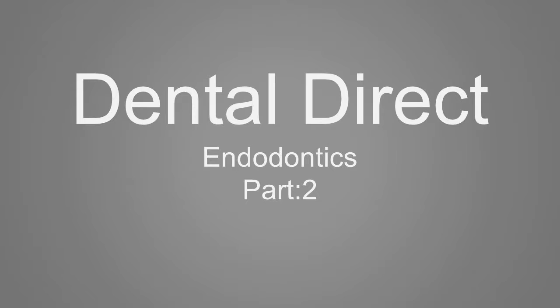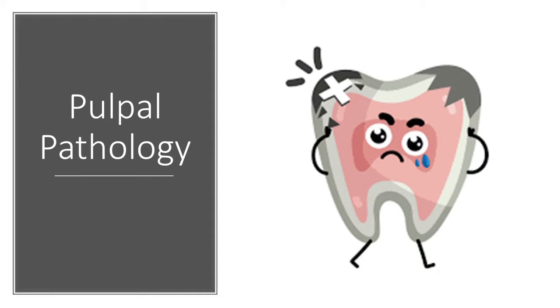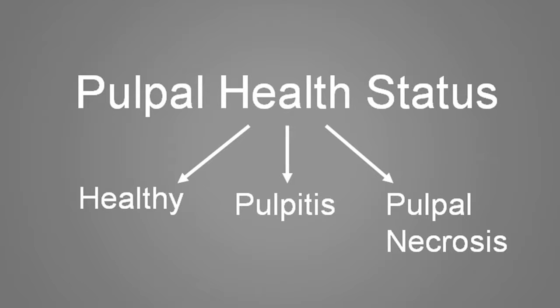In today's video, we'll be discussing the stages of pulpal pathology and what these stages mean for us as clinicians. When we discuss pulpal health, we can broadly classify the pulp as being either healthy, inflamed, or dead. Pulpitis is the term used to describe inflammation of the pulp. Pulp necrosis is the term used to describe death of the pulp.